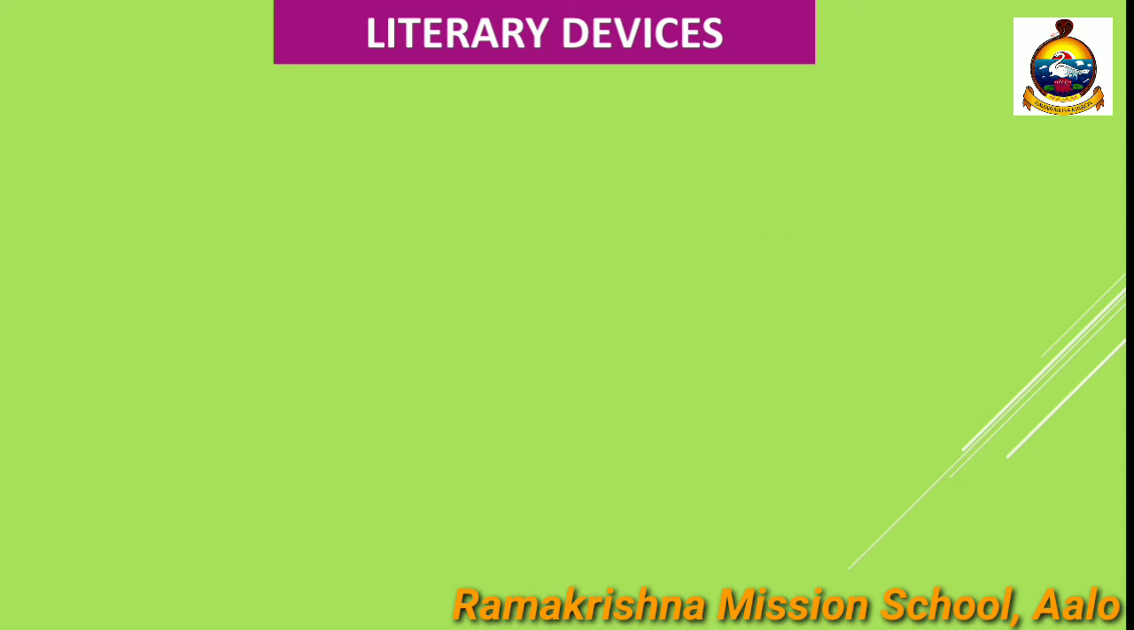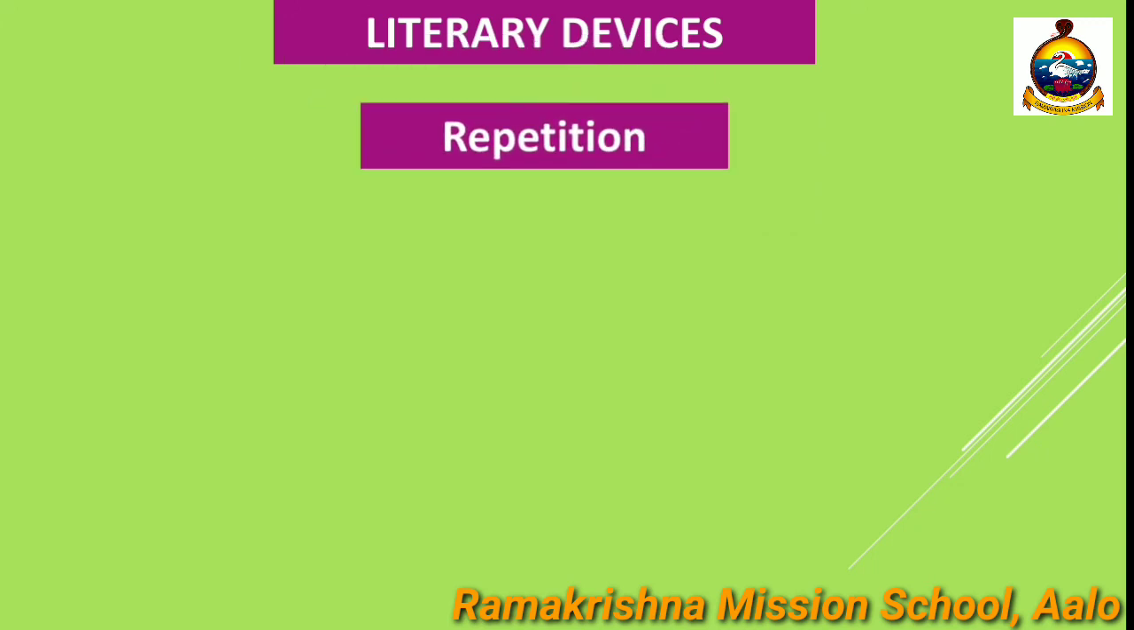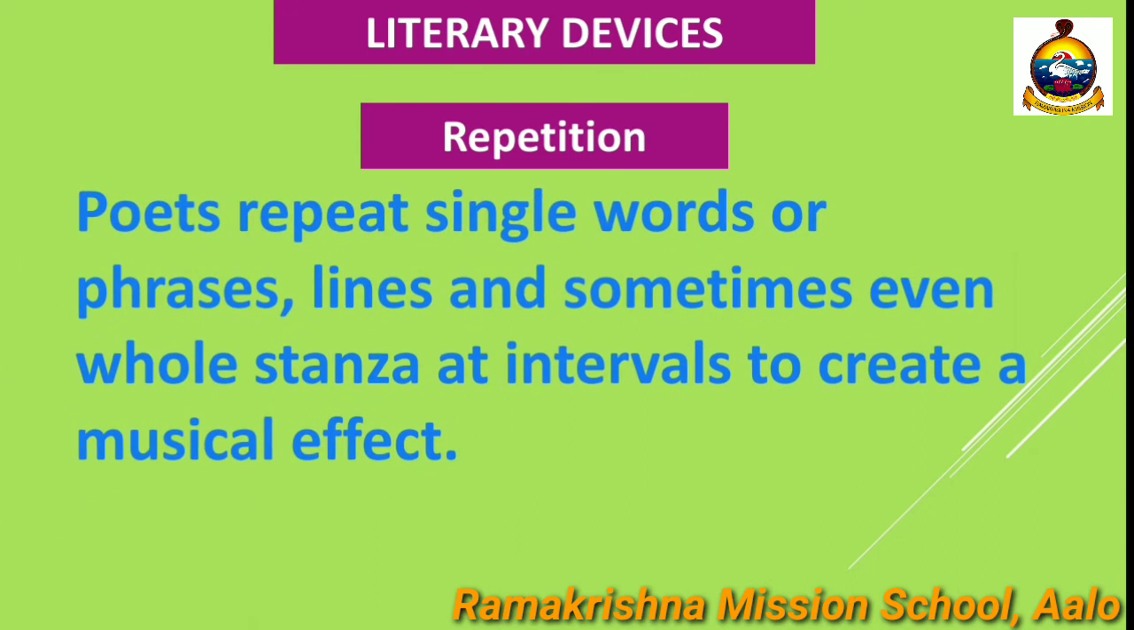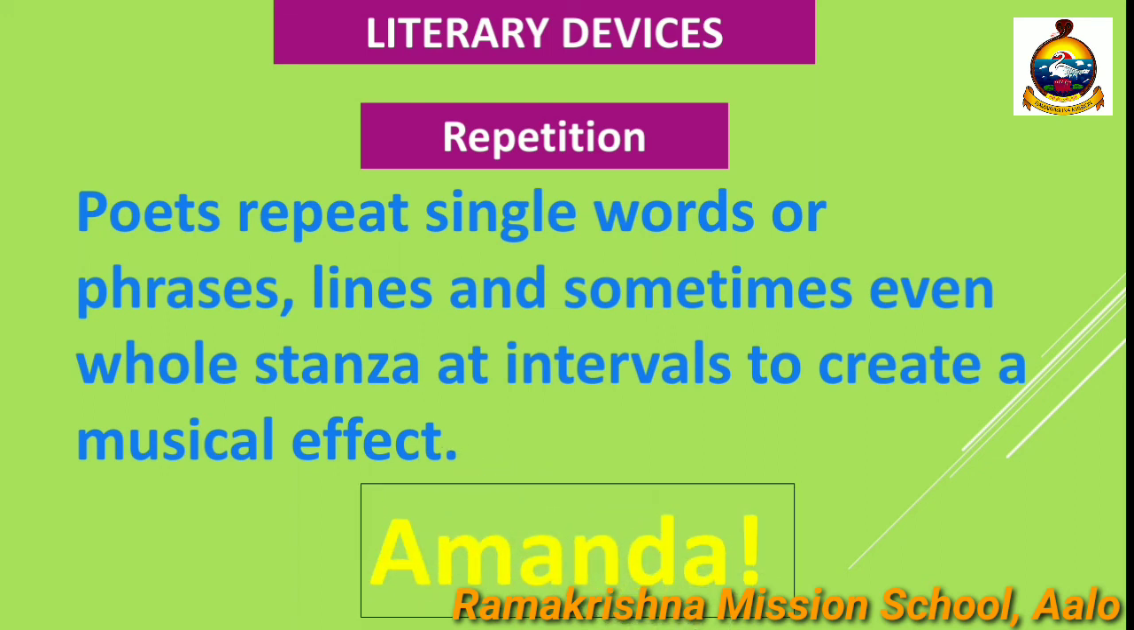Our next literary device is repetition. A poet often repeats single words, phrases, lines, and sometimes even whole stanzas at intervals to create a musical effect. In this poem, you see that the name Amanda is repeated again and again. So this is a kind of repetition.